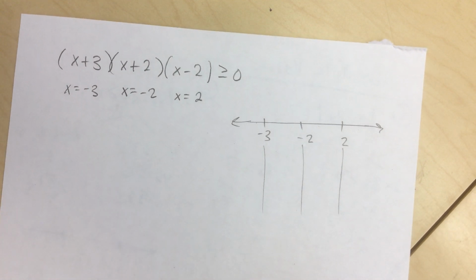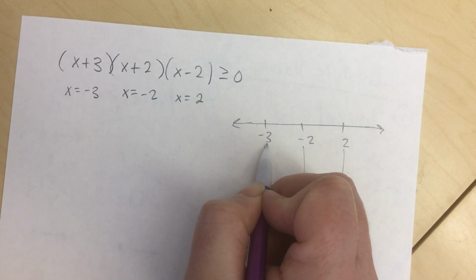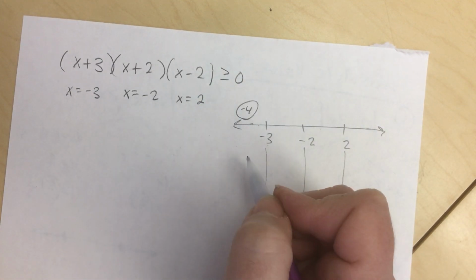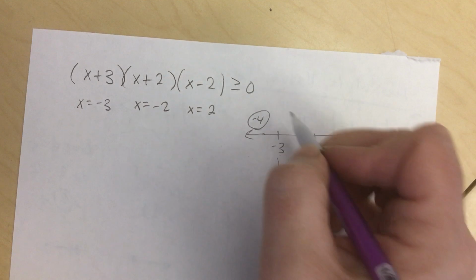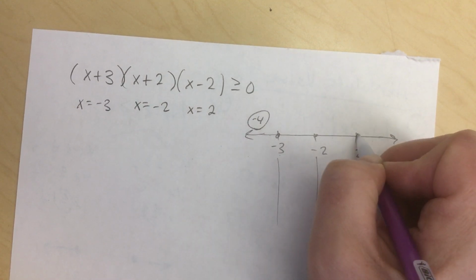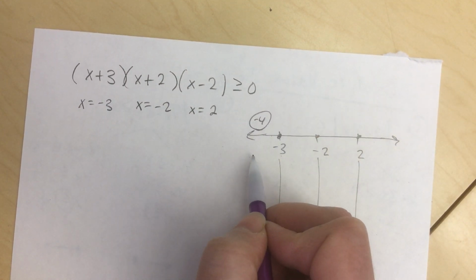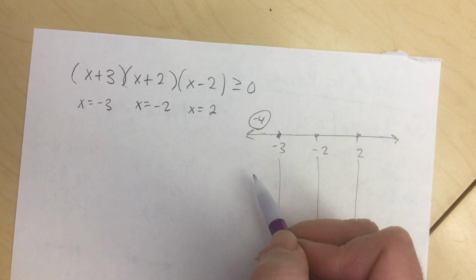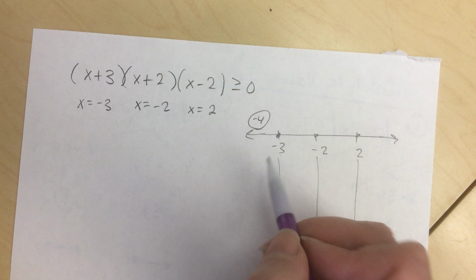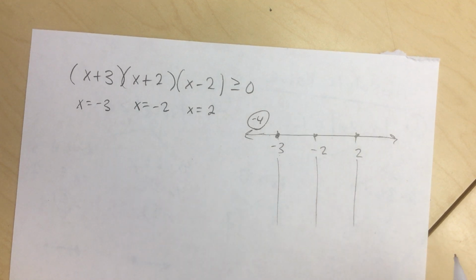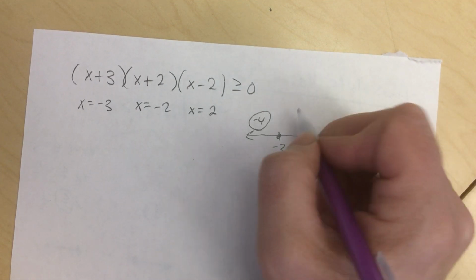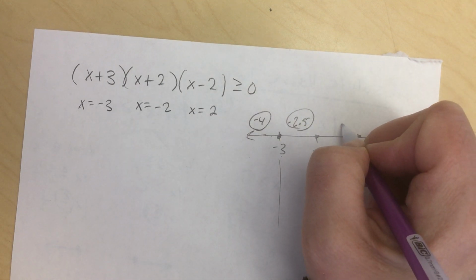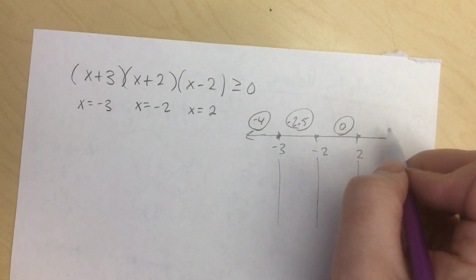Okay, so let's pick something smaller than -3. So I'm going to pick -4. Doesn't matter what I pick because the zeros only happen at these places. So -4 is going to act the same as -10 or -20 or -3.782. Like it doesn't matter. So just pick a simple number smaller than -3. We're going to have to do decimals in here. So -2.5. I'm going to pick 0 here and then 3 here.